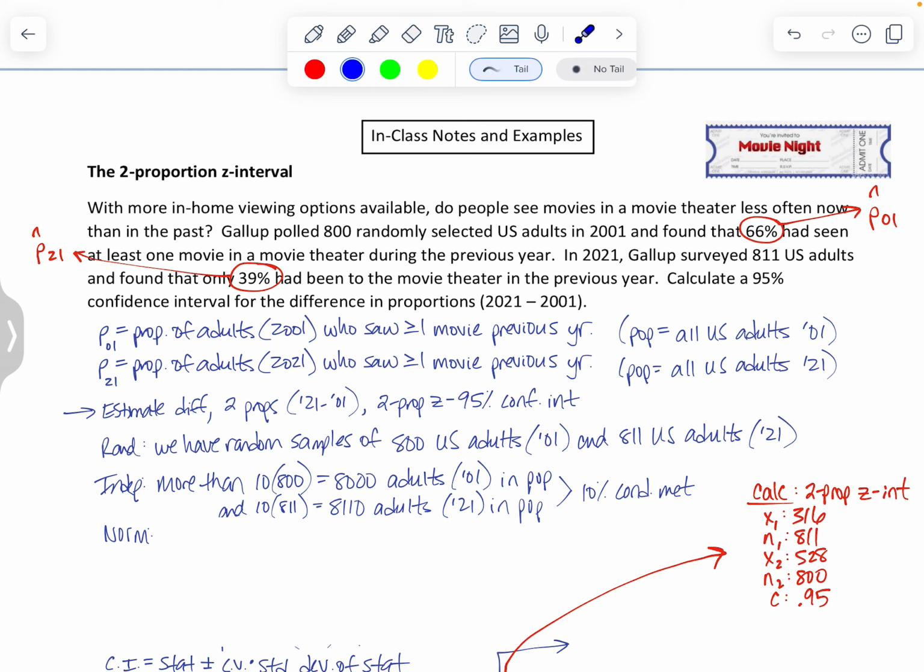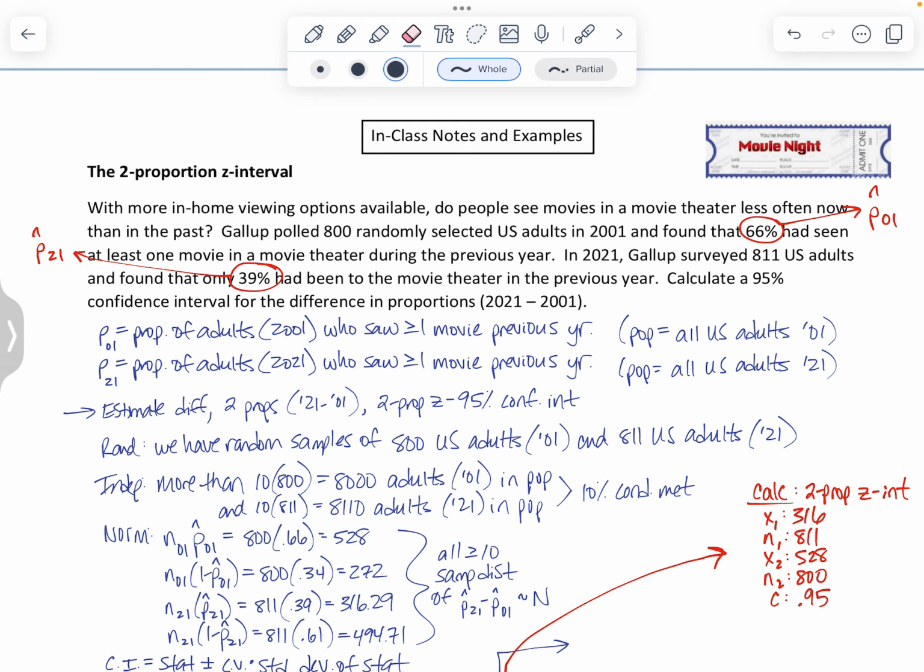All right, normal condition. What are you supposed to do for proportions for normal condition? Think for a second, maybe pause the video and whisper to somebody around you, your brother, your sister, your dog, your cat, whatever. For proportions, we do np and n(1 minus p), but I have an n and a p here, and I have a different n and a different p here. Yeah, we got to use both of them, okay? Remember, np and n(1 minus p), but this is going to look like a lot.